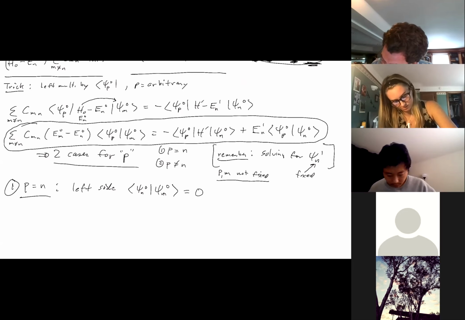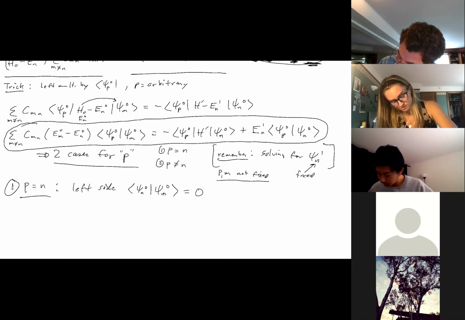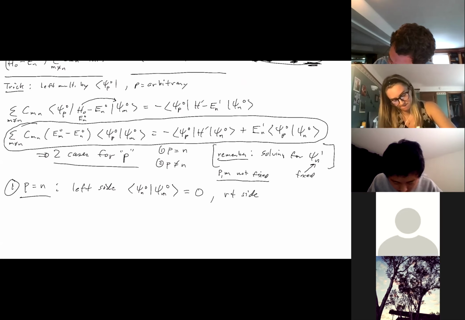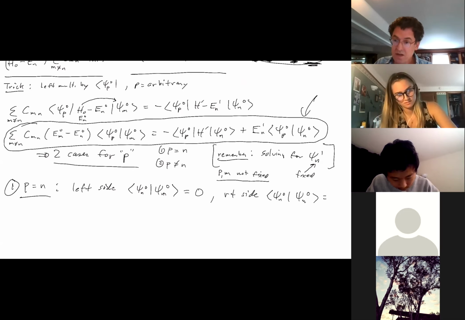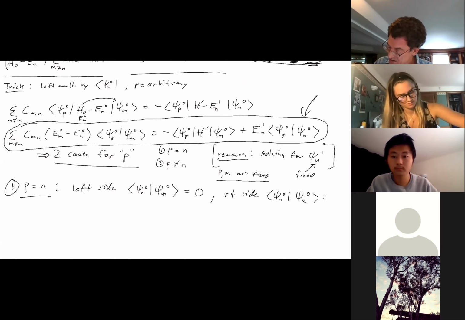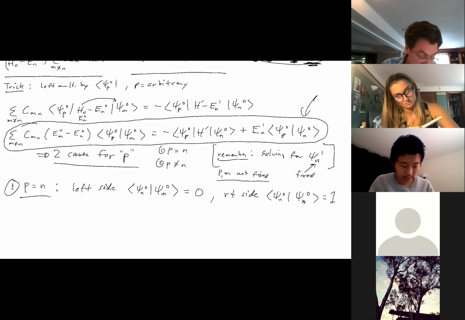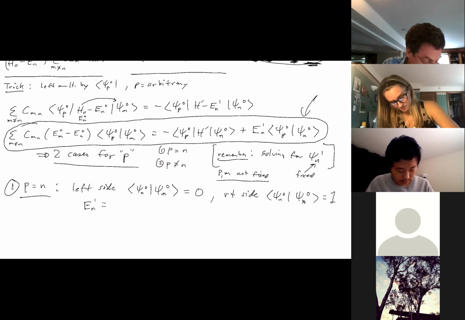And then on the right side, if I plug in P equals N, then you can see that here I have psi n naught, psi n naught. And what's that equal to? Psi n naught on psi n naught. Just 1. That's right. And so the equation becomes really simple. I just end up with En1 is equal to psi n naught h prime psi n naught.